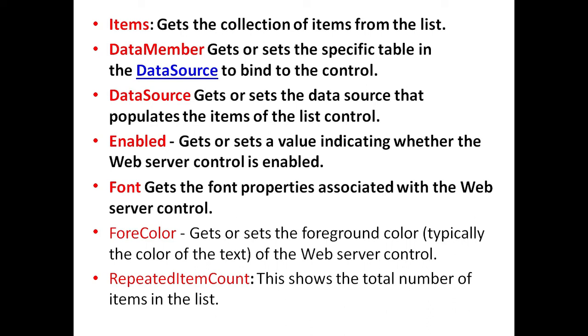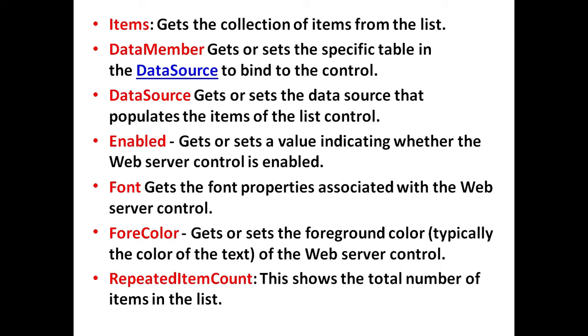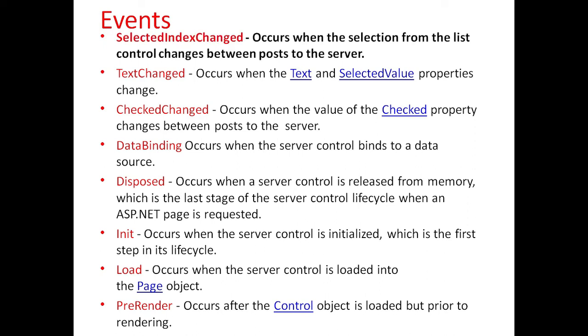Font property is used to get or set the font properties associated with the web server control. ForeColor property gets or sets the foreground color, that is, the color of the text of the web server control. RepeatedItemCount shows the total number of items in the list. Different events for checkbox list controls are: SelectedIndexChanged, which occurs when the selection from the list control changes between posts to the server.